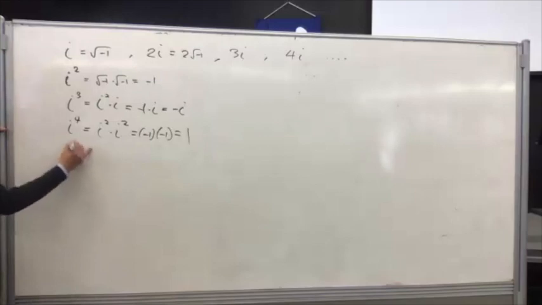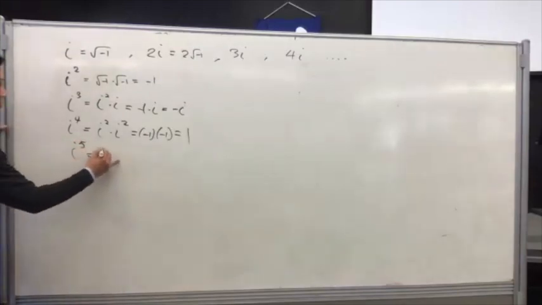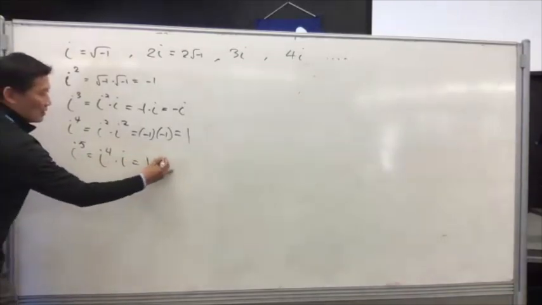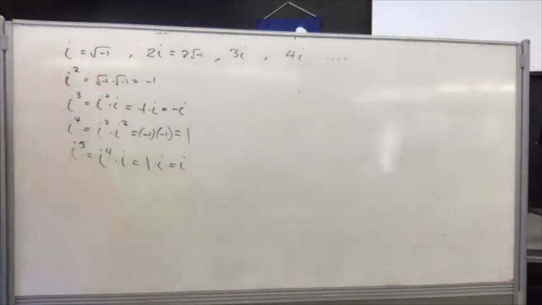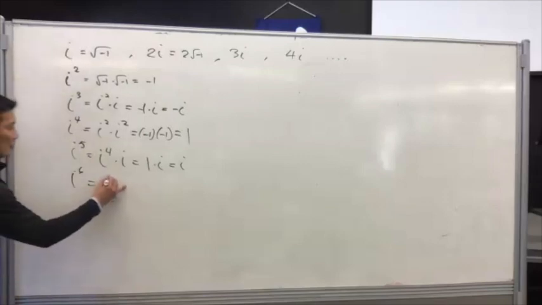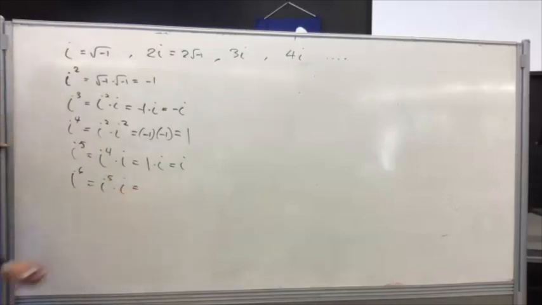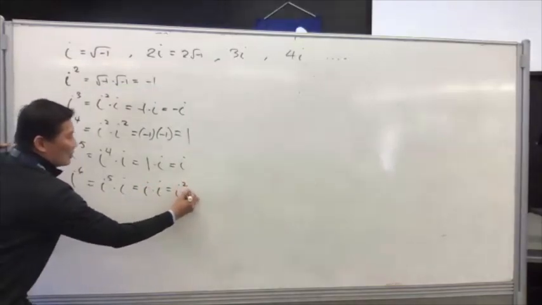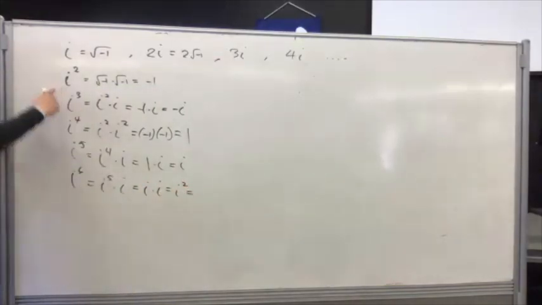Alright, the next one. I to the fifth power. Well, I to the fifth power is just I to the fourth power times I. Since I to the fourth power is 1, times I, then I to the fifth power is I. So it goes back to the first one. So if I to the 6th power, it will just be I to the 5th power times I again, which is I times I, which is I squared. But we just figured out I squared is equal to negative 1.